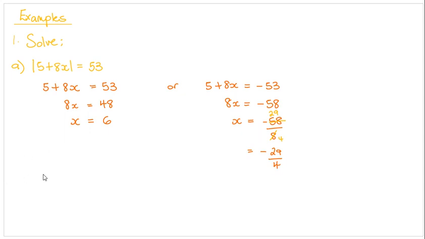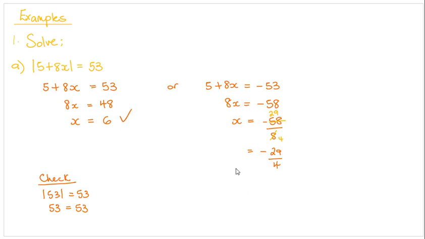It would also be good, however, to check to make sure your values work. All right, so this is our check. We're going to take the x as 6 and plug it in here. So we're going to have the modulus of 6 times 8, 48, plus 5, 53. So this is the modulus of 53 equals 53. And we know the modulus of 53 is equal to 53. And so it works, right? This value works.